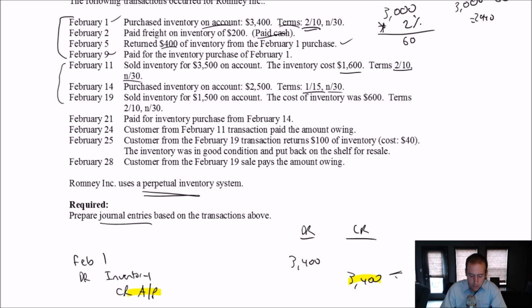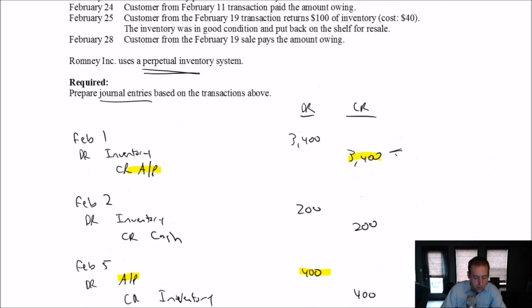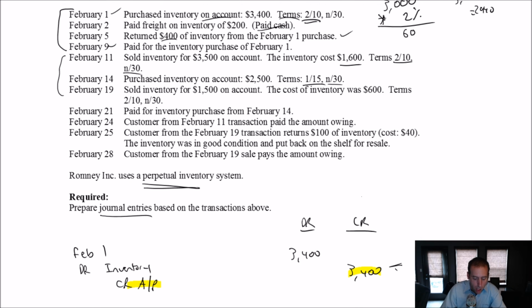So the cost of the inventory was $600. So COGS was $600. This was February 19th. Debit COGS $600. Credit inventory, to say some inventory walked out the door with my customer for $600. Okay, there's February 19th in the bag. Again, there's terms, 2% discount if they pay me within 10 days. Net amount is due within 30.